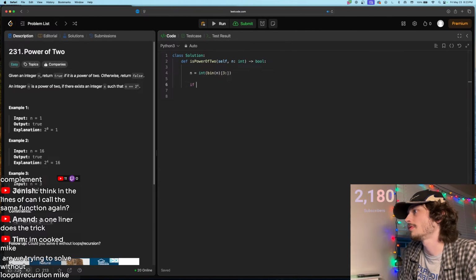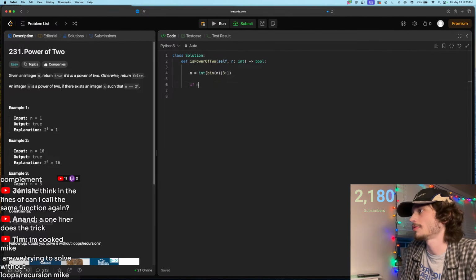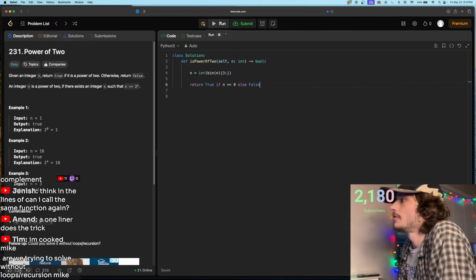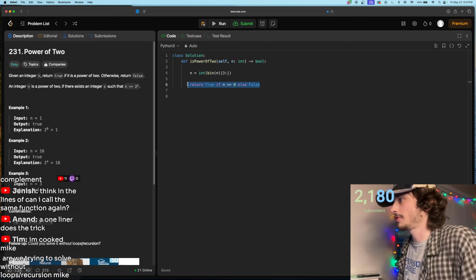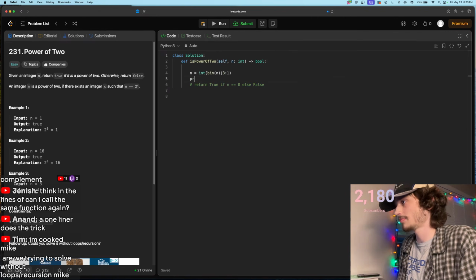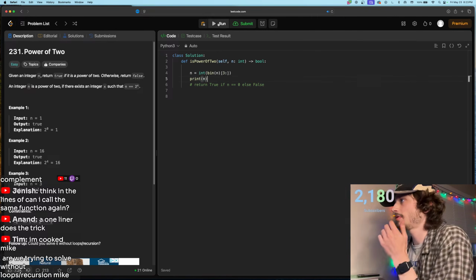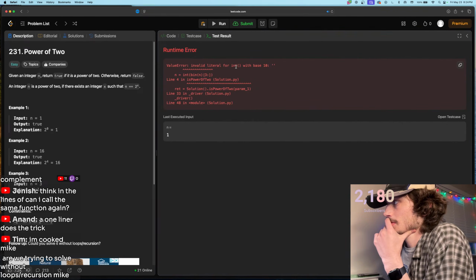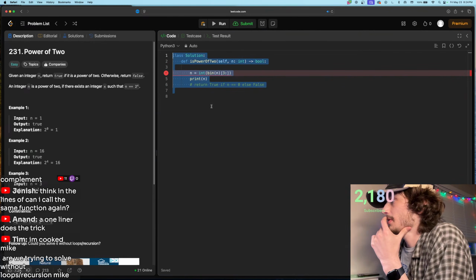If n equals 0, we'll return true, if n equals something else, false. So before we do this, I'm going to just print n. Make sure we have zeros in there. Okay, so I can't convert an int with a base 10.